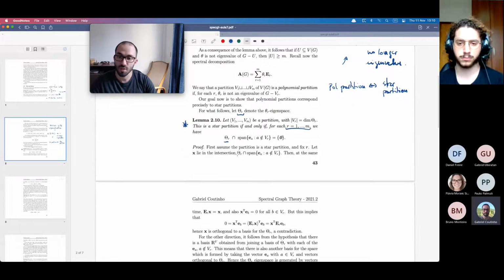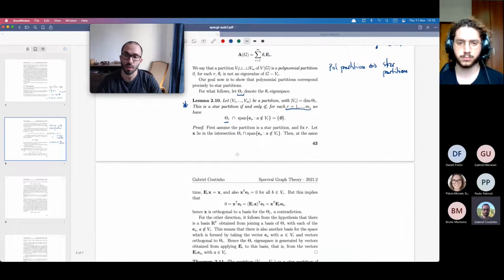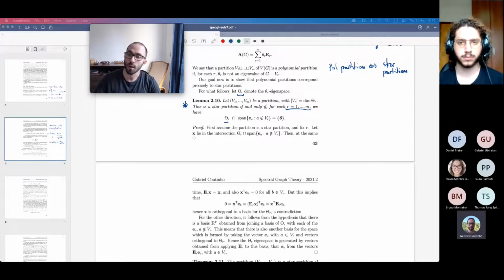So this is an if and only if. Let's start by assuming that this is a star partition. Let's prove that this intersection is always equal to the 0 vector. Okay, so how do we do that?